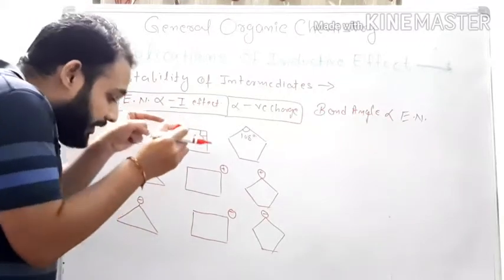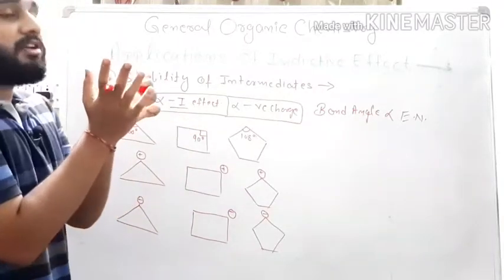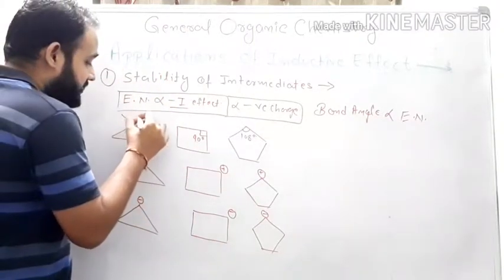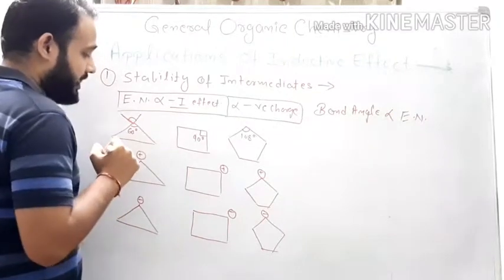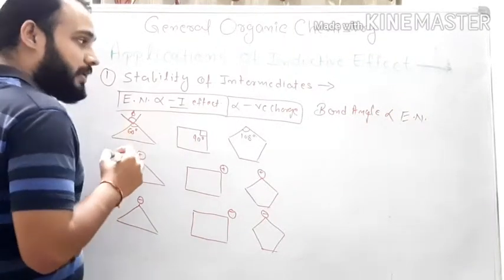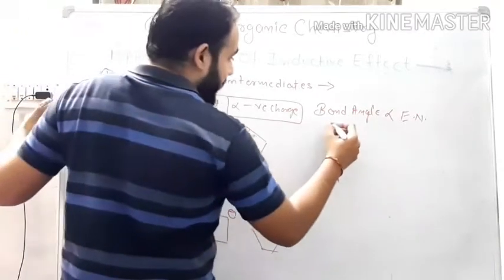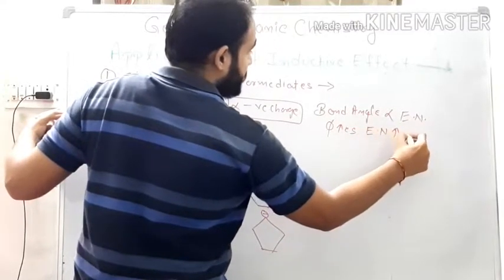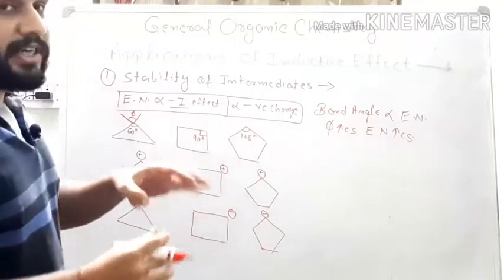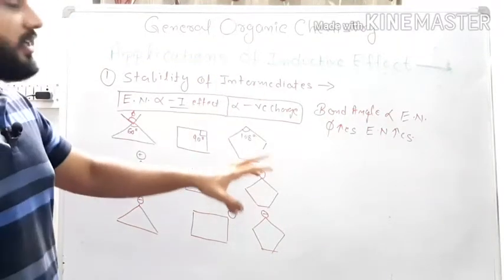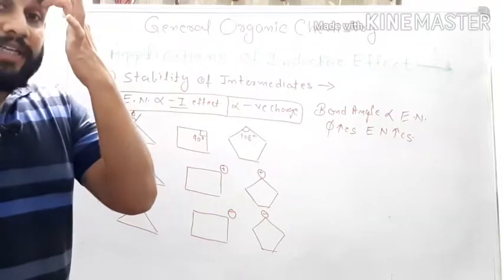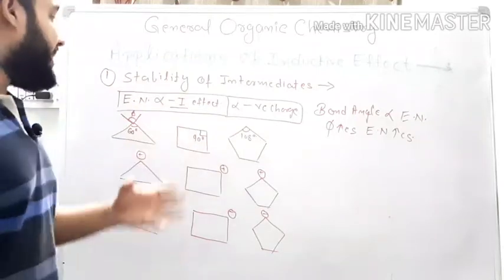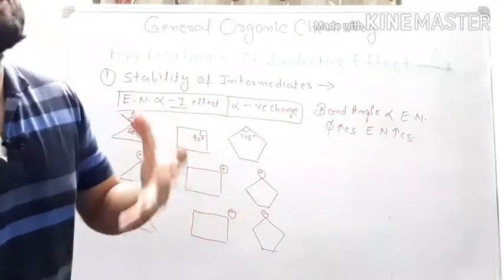Now you know when the inner bond angle compresses, the outer bond angle will expand. The value of the outer bond angle between CH and CH will expand. This can be denoted by phi. So because of the phi increase, its electronegativity will also increase, and when electronegativity increases, its minus I effect tendency will also increase. And so when the minus I effect increases, it can possess negative charge.